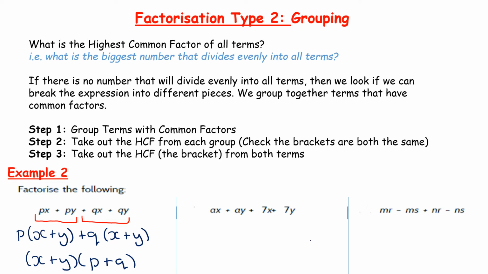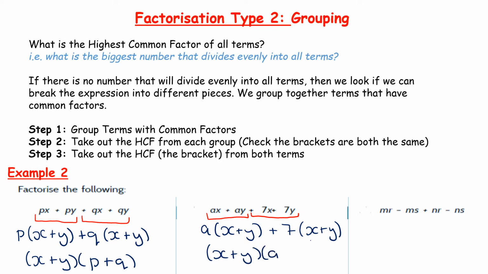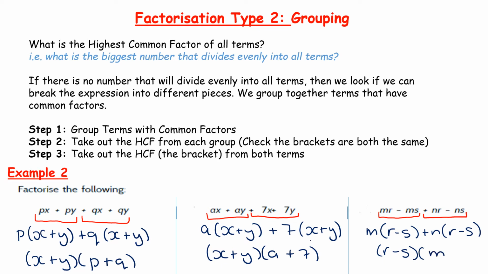I then have an AX plus AY plus 7x plus 7y. Again, if I can, I'm going to group them as they are. An A is common, leaving us with x plus y. In the second group, a 7 is common, leaving us with x plus y. X plus y is common, and the second bracket is then a plus 7. In the third part, again, we group them as they are. M is common, leaving us with an or minus s, plus n is common, again leaving us with an or minus s. Or minus s is common, times m plus n.